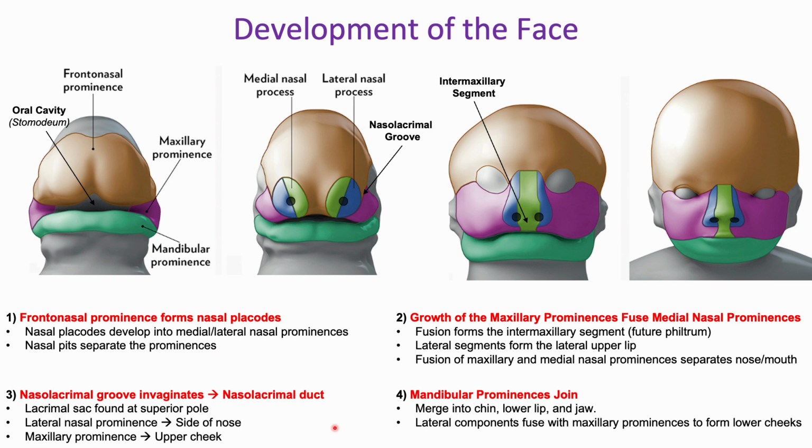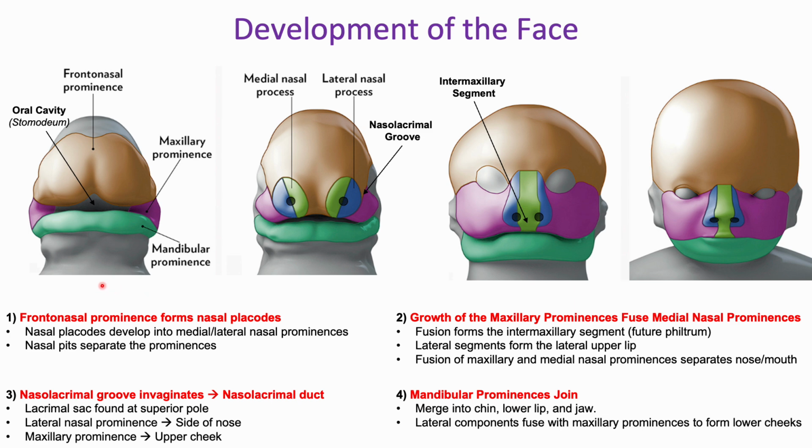All right, and lastly, we're going to have our maxillary prominences. They're coming together, they're going to join and merge to form the chin, the lower lip, and jaw. And then the lateral components are going to fuse up here with the maxillary prominences, and this is going to form regions of your lower cheek as well.